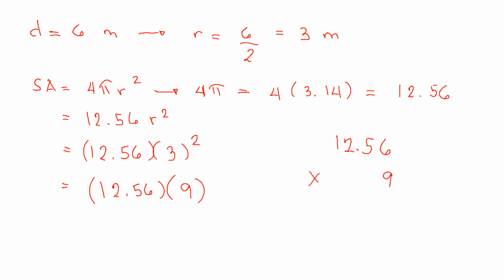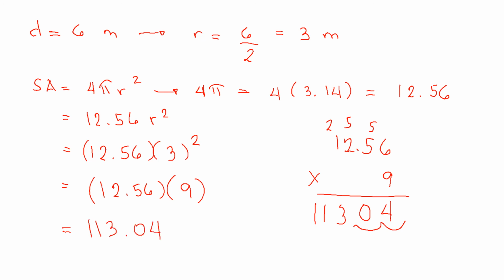So, 12.56 times 9, we have 54 here. And then carry 5. 9 times 5 is 45 plus 5. It's 50. Then carry 5. 9 times 2 is 18 plus 5. It's 23. Then carry 2. 9 times 1 is 9 plus 2 is 11. Then move 2 decimal places to the left. So, na kung saan, the answer is 113.04 square meter, being our surface area. Okay? Ayos.